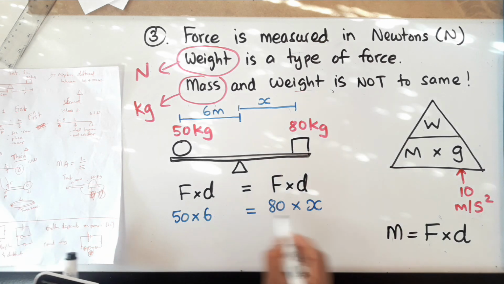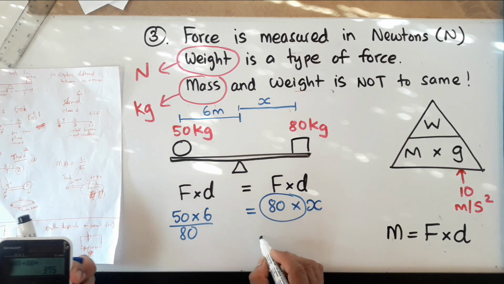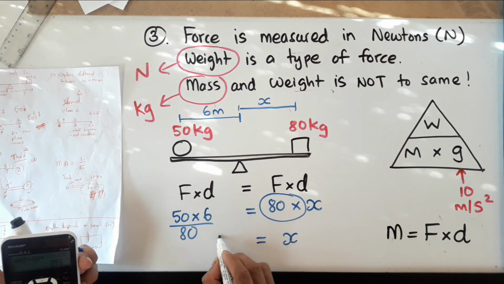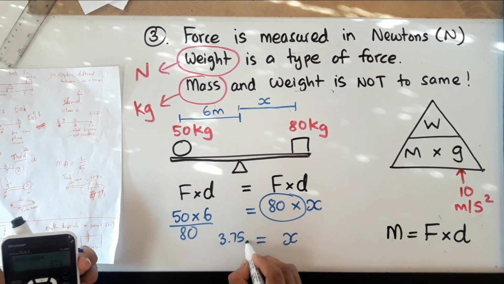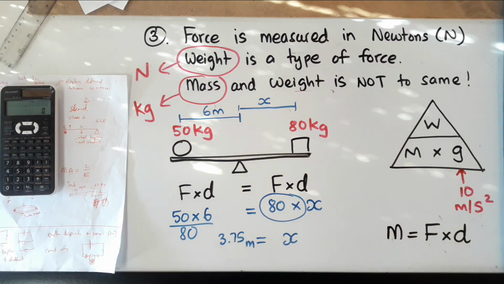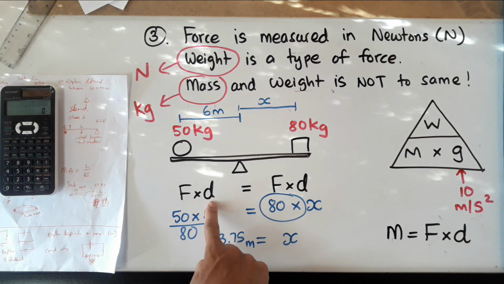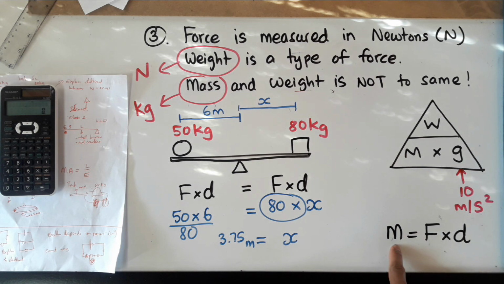And if we work this out, we multiply these two and then divide by 80, we get x to be 3.75 meters. Now let me explain why this is wrong. Okay, let me explain why. The formula says force by distance. That's how you calculate a moment.